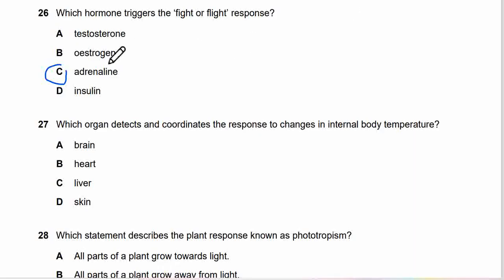So our answer will be adrenaline. The other hormones are related to the reproductive system, while this one is related to the metabolism of sugar.